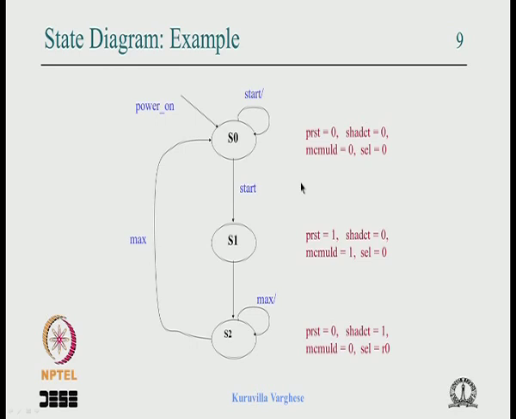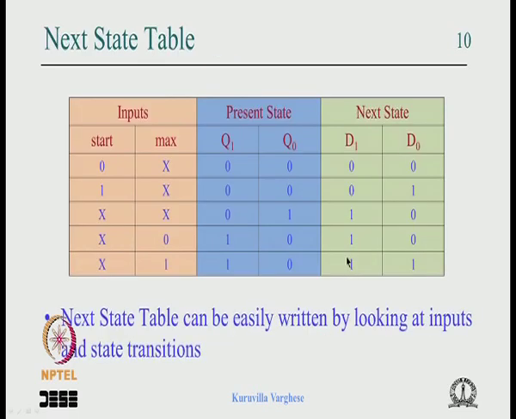And we have also seen that from the input and transition you can write the next state table, and from the state and the output, for each output we can write the output table. So from this we have seen how to write the next state table, and the moment you write that you can form equations for D1, D0, minimize them and so on.